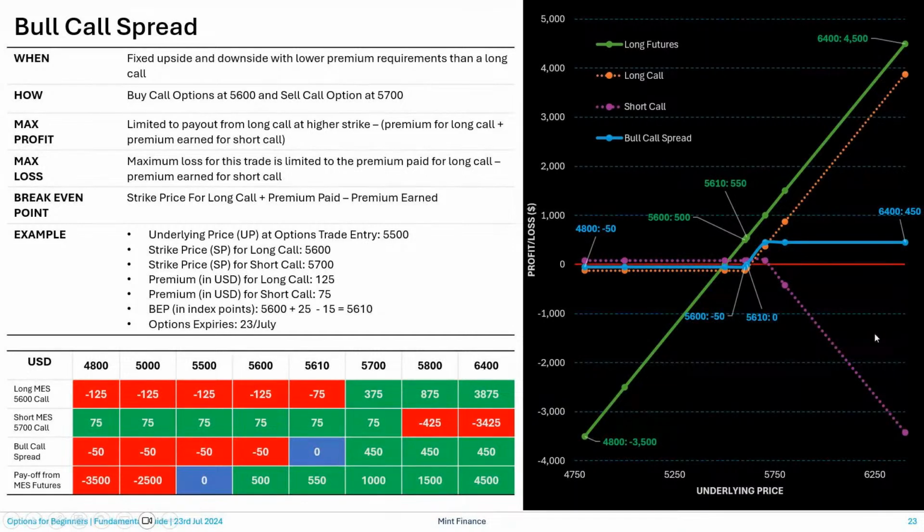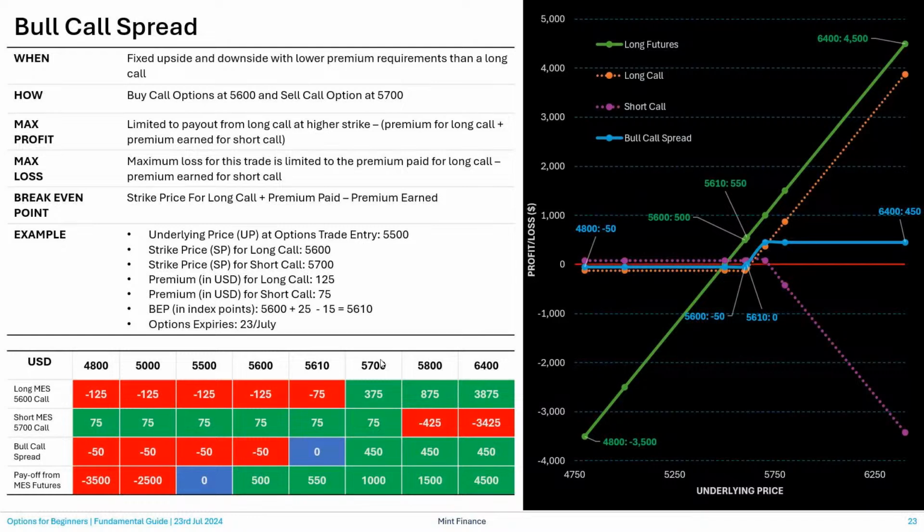More importantly, perhaps, the premium that we pay and our maximum loss in this case is limited to just $50, because some of our premium is being credited in the form of that short call position. As you can see, the maximum profit from this position can be calculated at $450. So that's going to be the payoff from the long call at 5,600. That's going to be the payoff in terms of a $100 position. So $500 minus the premium paid, $125. That gives us $375.